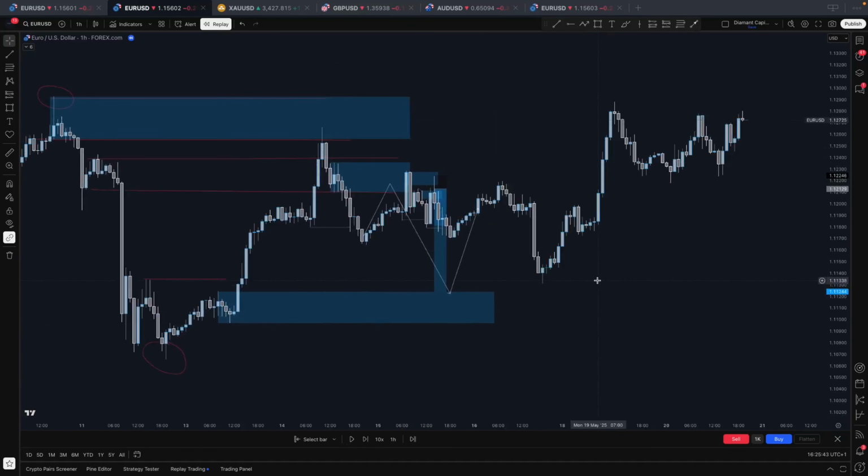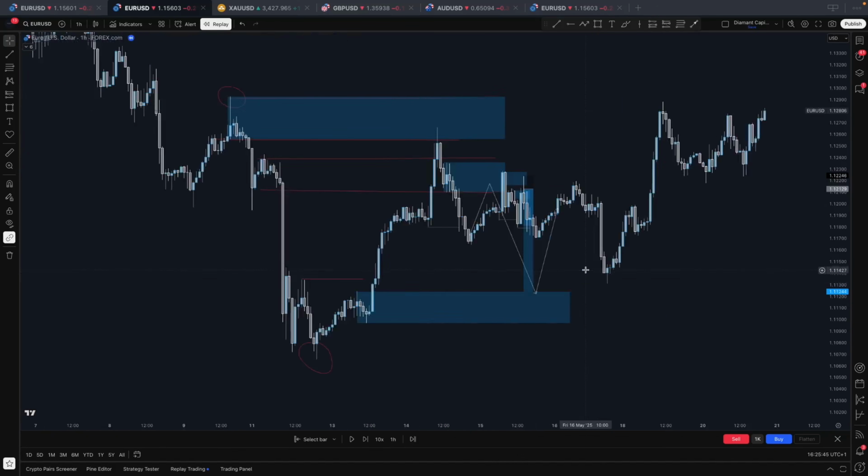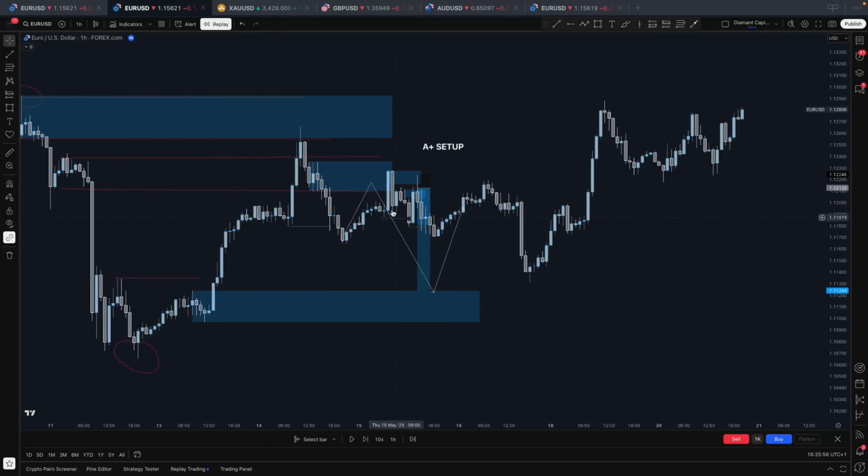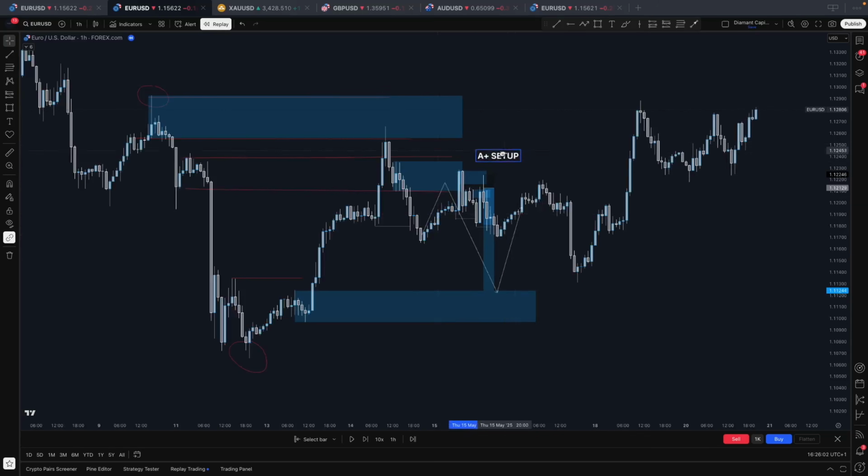Cool. Let's just take a little pause over here. Now, this right here is what I would like to call, let's just call it an A+ setup. Why? Because we have followed the general high time frame trend. We have also followed the lower time frame structure to actually get into our trade. And then finally, we actually executed.